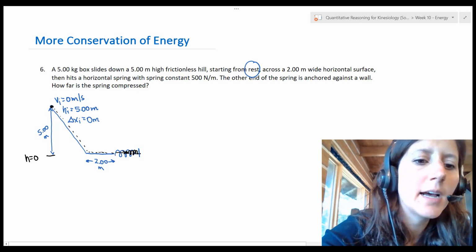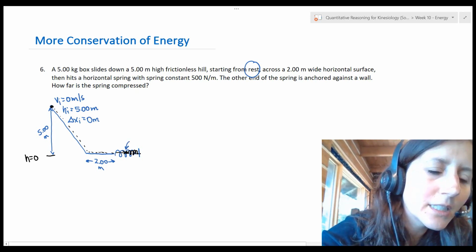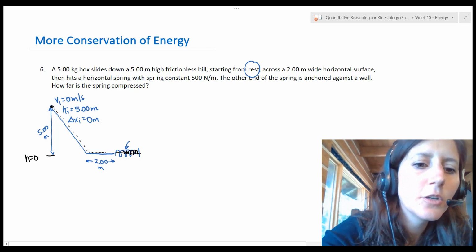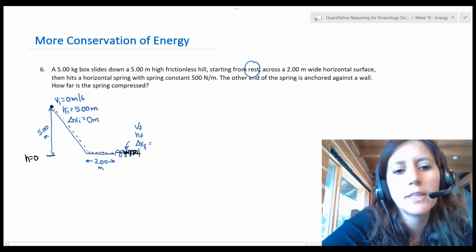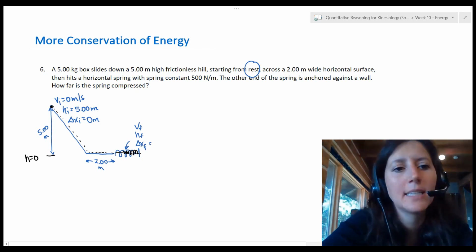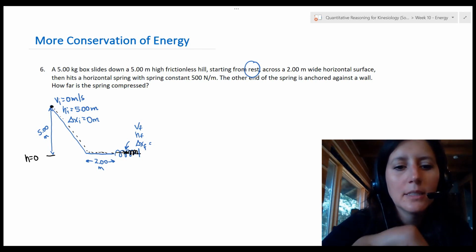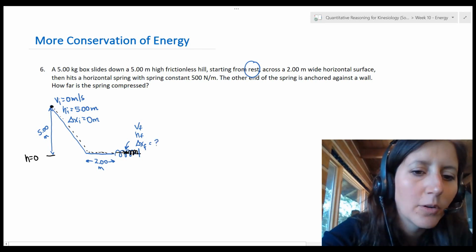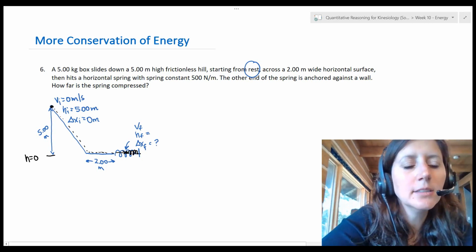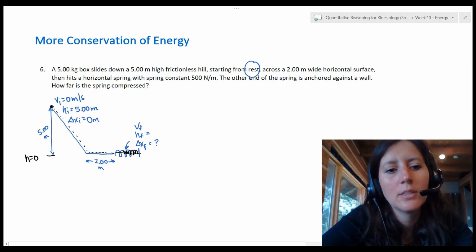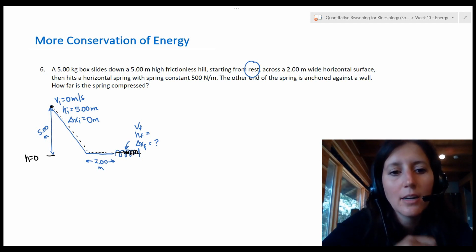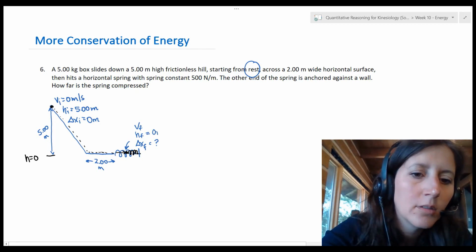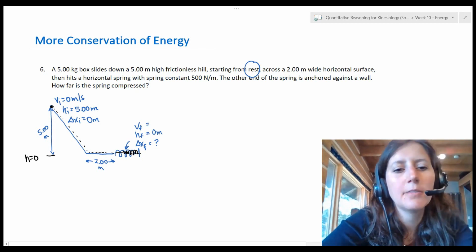Okay, so let's move on to final when the box is over here and it's compressed the spring. So V final, h final, and delta x final. Well, delta x final is what we're looking for. The question is asking how far is the spring compressed? So that's our question mark. That's what we're looking for. h final is the final height of that box. So we define the reference height at the bottom of that diagram. So the height there is 0 meters.